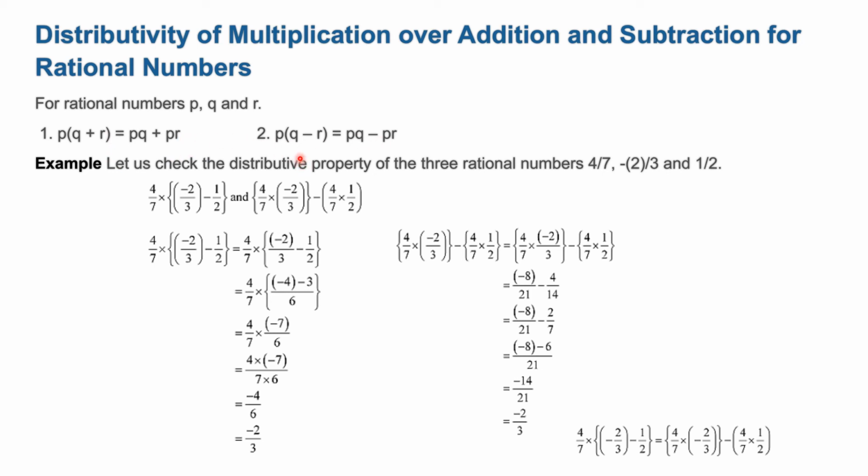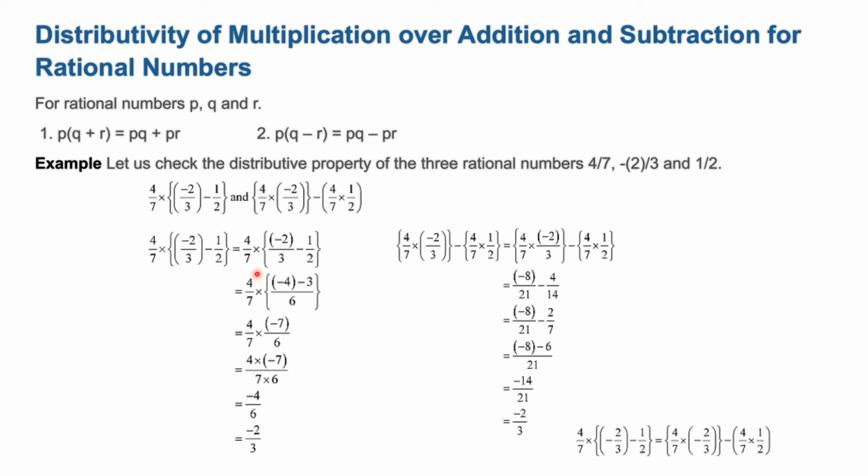We can do it for subtraction also: P into (Q minus R) equals PQ minus PR, where P is multiplied by Q, then minus, then P multiplied by R. This way the result is the same. Just check one example we have taken.